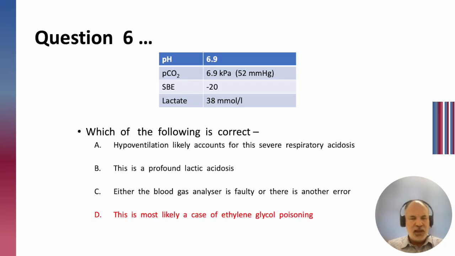And so the reality is this is most likely a case of ethylene glycol poisoning. And unfortunately, the lactate electrodes on a number of blood gas analyzers will erroneously read ethylene glycol as lactate. And the big clue here is the amount that the blood gas analyzer thinks it's measuring in terms of lactate doesn't make sense in terms of the rest of the acid-base. So there's clearly a problem.